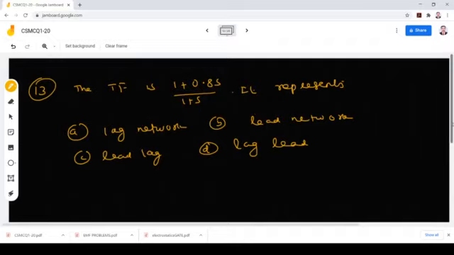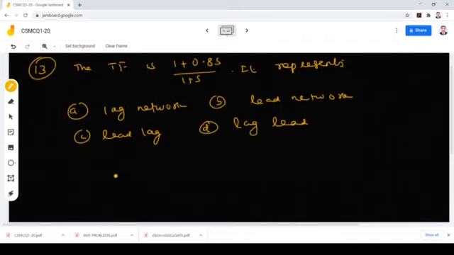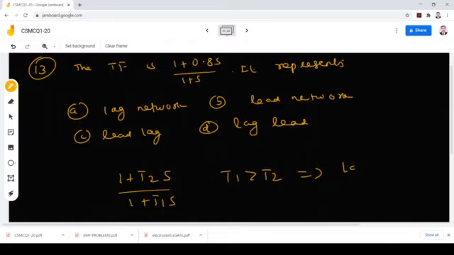Let us see. Compare with the general equation (1 + t2 s)/(1 + t1 s). If t1 is greater than t2, it is a lag network, else it is a lead network. So here t1 is 1, t2 is 0.8. So this is a lag network. So option A is the right answer, right?